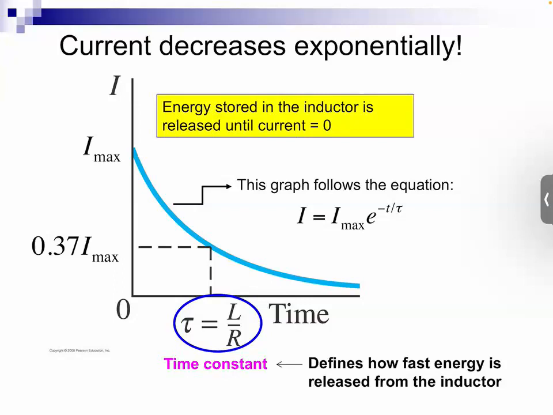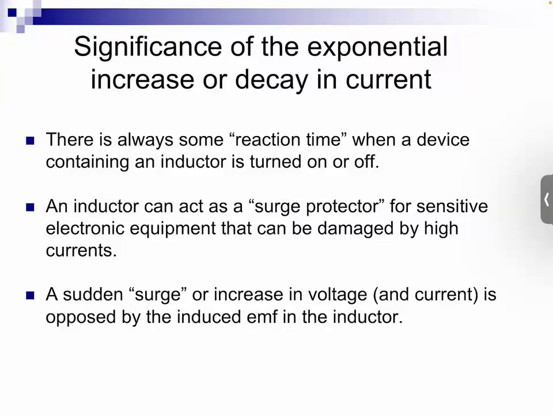Good, right? So hopefully nothing so new there. But what we can see here is that because there is an exponential increase and decrease in the current, there is some reaction time whenever you have a device that has an inductor. And that's why inductors can act as surge protectors for sensitive electronic equipment, because they prevent the sudden increase and decrease, or sudden surge, in the currents in the circuit. And it does that, of course, by inducing a voltage in the inductor.